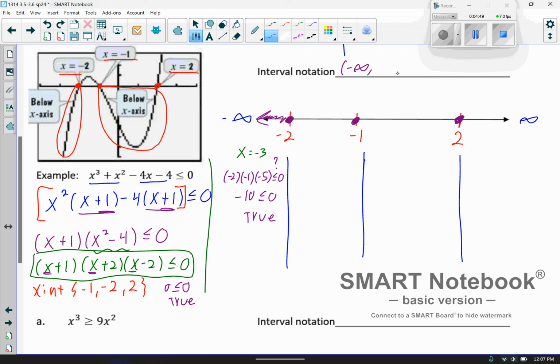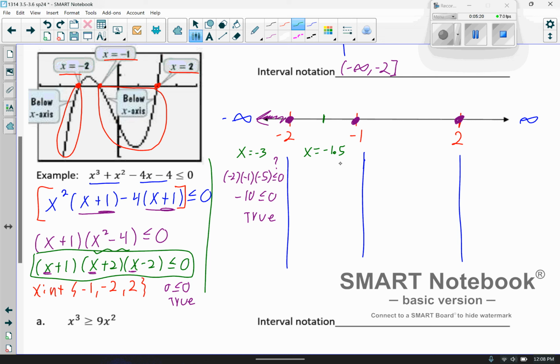So from -infinity to -2. Now this time I'm going to bracket that in because I do get to include the -2. Now I need to try something here, and unfortunately, yes, it's going to be a fraction or a decimal. I'll probably use a decimal. X equals negative 1.5. And if you really want to, you could use a calculator, but I'm going to show you how to do this where you can figure it out by the signs of what's going to happen here.